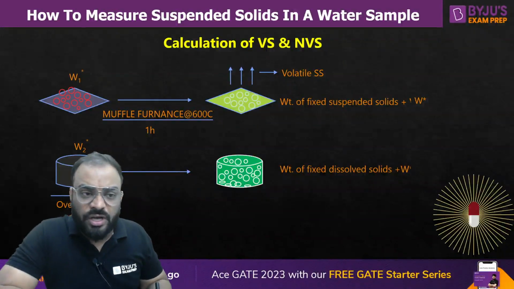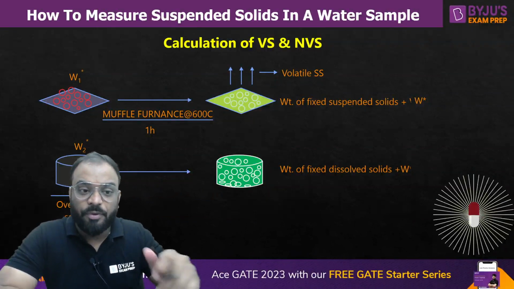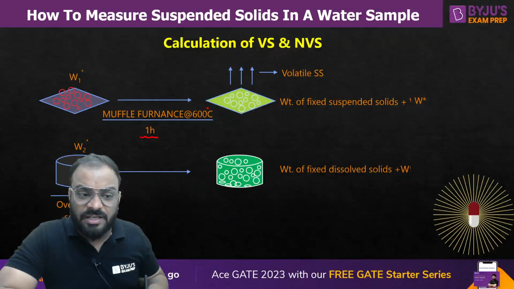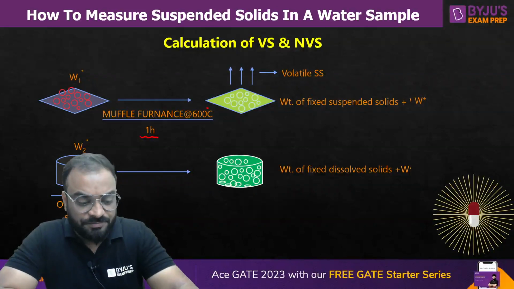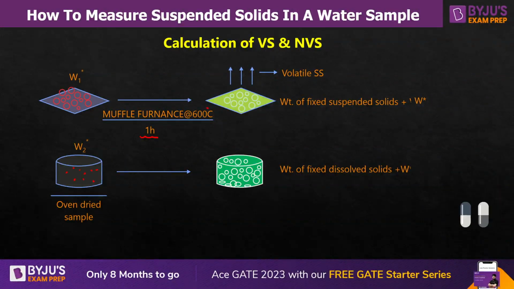So what you need to do guys, you need to take this particular filter or glass fiber filter and put it into the muffle furnace at 600 degrees centigrade for 1 hour. Similarly, you need to put this particular crucible also, in which filtrable solids are present, into the muffle furnace at the same temperature for the same duration, right?